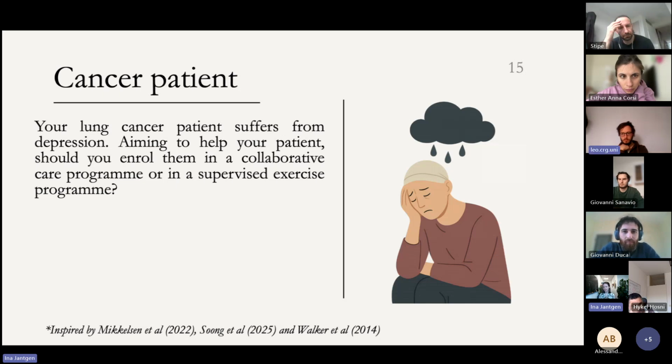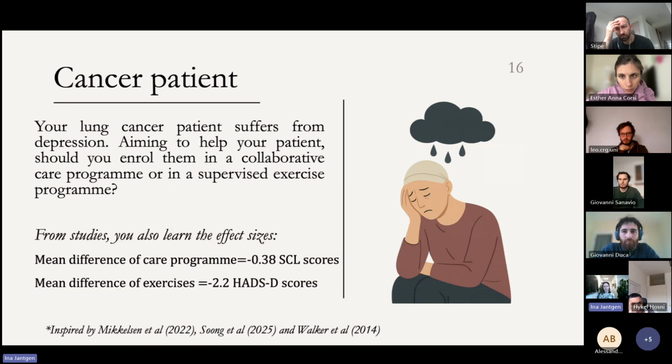And you learn from studies that both of these interventions are effective at improving depression severity. And you also learn the effect sizes of these interventions in terms of their mean differences. So we've already encountered the mean difference associated with the care program. That was minus 0.38 checklist scores. And let's say that the mean difference of the exercise program, from a study that tested it, is minus 2.2 on the so-called HADS-D score scale.